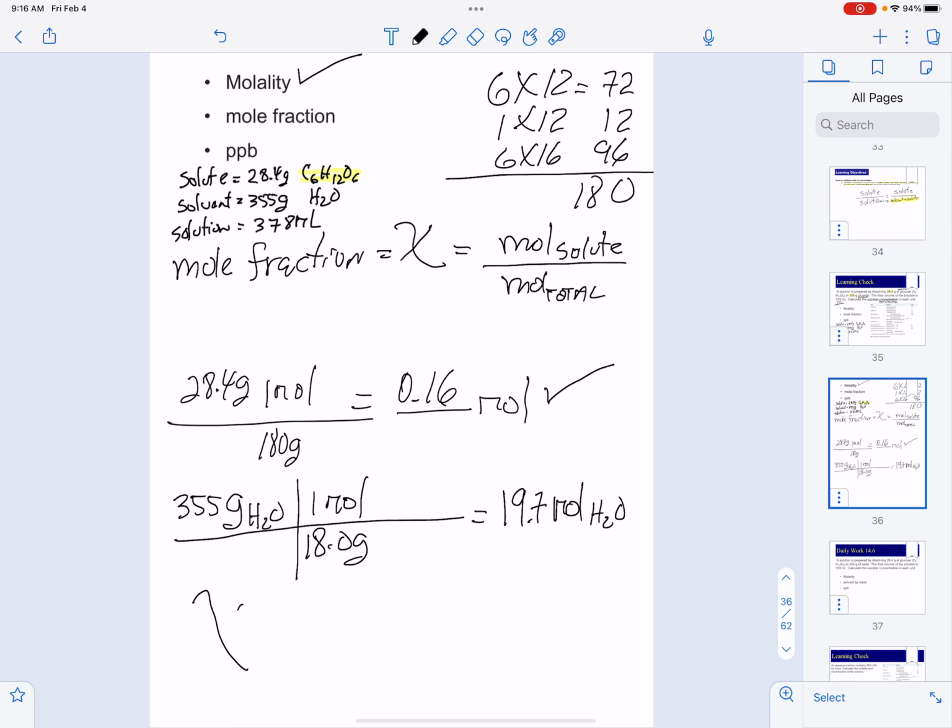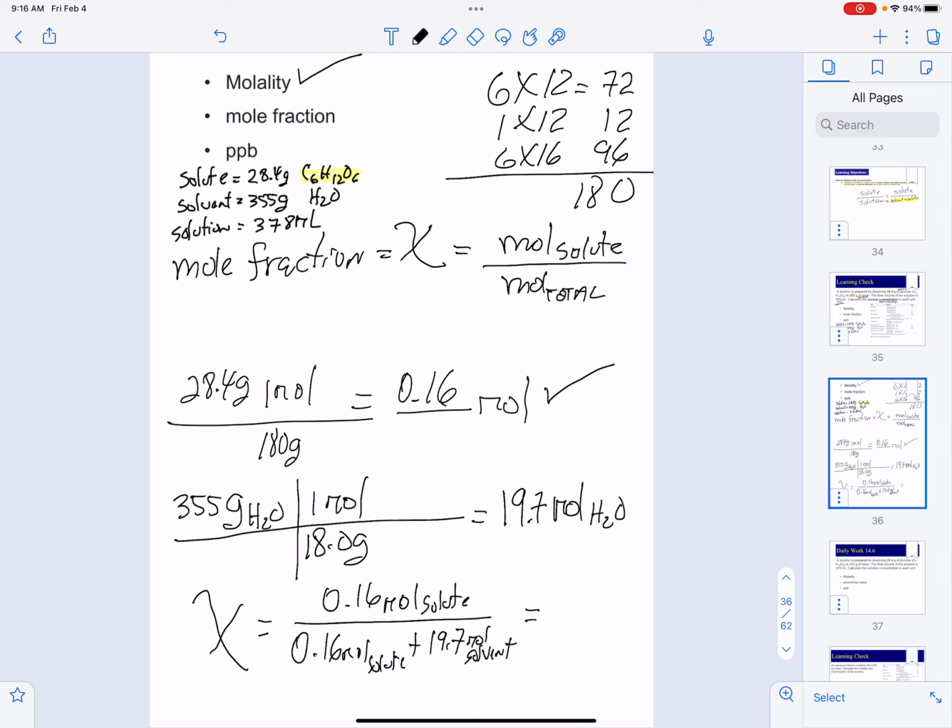So our mole fraction is going to be 0.16 moles of the solute over 0.16 moles of the solute plus 19.7 moles of the solvent. And that's going to give us 0.16 divided by 0.16 plus 19.7, which is going to equal 0.00806.